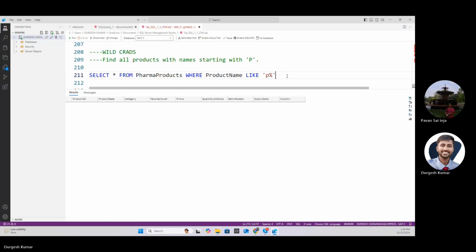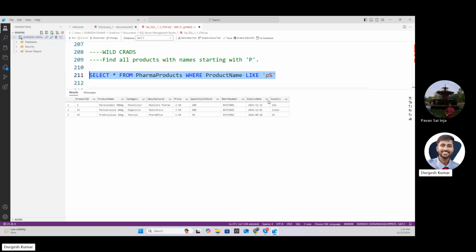Percentage says there can be any number of characters and I don't care, right? The percentage means any number of characters after P, correct? So it could be anything, A to Z, but the first character should be P. So when we run this, it will give us this.